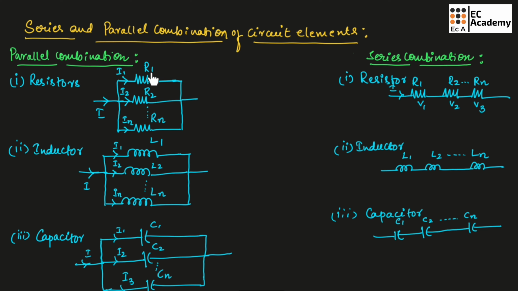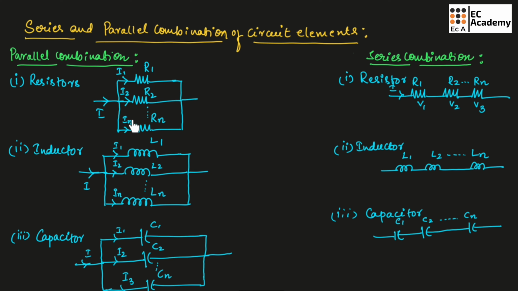Here, resistors are connected in parallel, where R1, R2 up to Rn are connected in parallel combination. Here, in parallel combination, always remember the current will get divided and voltage will remain same. So, across all these resistors, voltage will remain same and current will get divided. As you can see here, current is divided as I1, I2 and so on up to In.